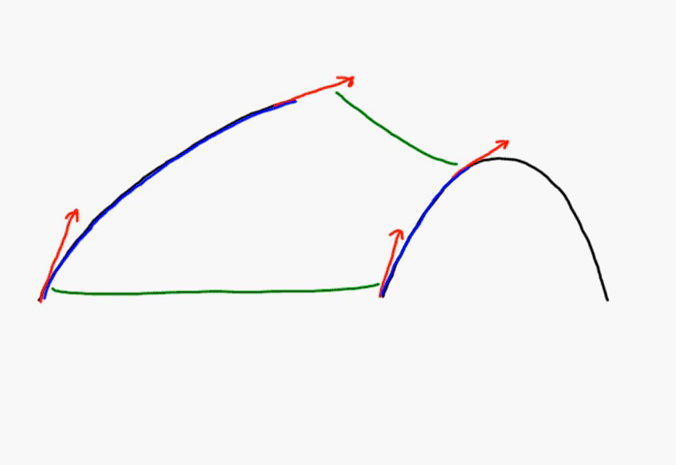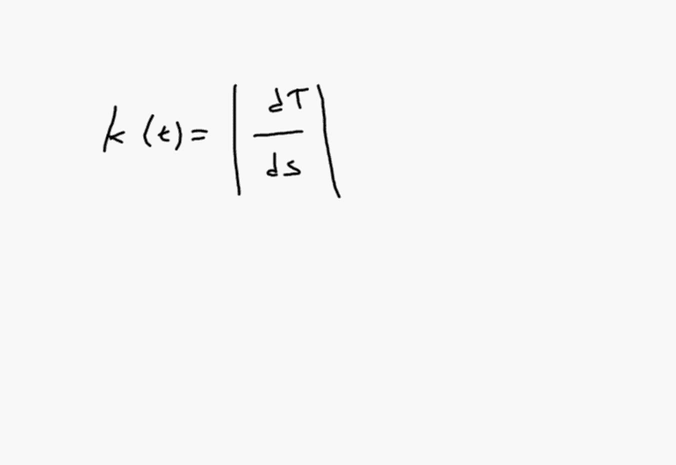We're asking how much the tangent vector changes with respect to the distance I've traveled along that curve. Now you can see I'm talking about distance traveled along the curve, which means I'm referring to arc length. Curvature can be defined this way: K of t equals the magnitude of the change in the unit tangent vector with respect to our change in arc length.